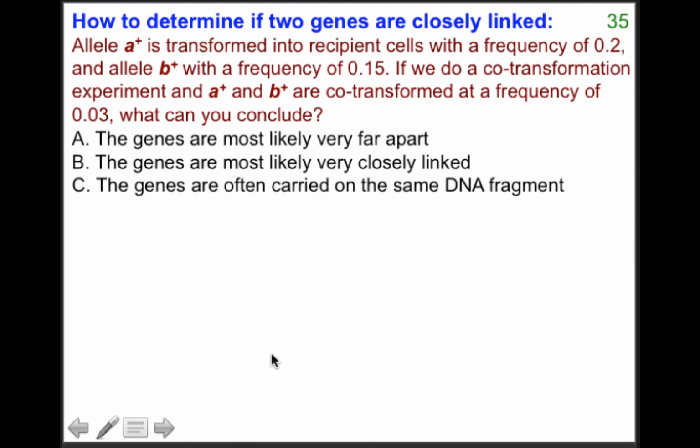All right, so once again, pause the video and commit to your answer. All right, welcome back. So you would conclude that the two genes are most likely very far apart, or at least further apart than the sizes of the fragments, right?